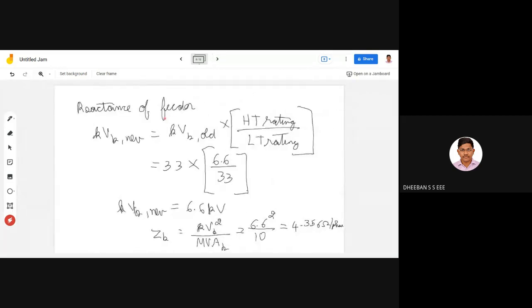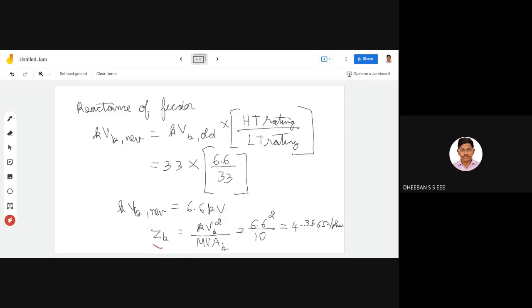So over here you can see it will be kV into high voltage rating by your low voltage rating. So that is turns ratio. This corresponds to turns ratio. So these two get cancelled out. Okay, and this will be equal to 6.6 kV. So this will become your base, and from this new base MVA, you can find your reactance.